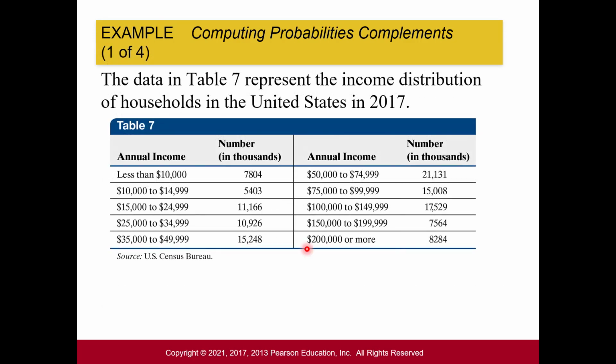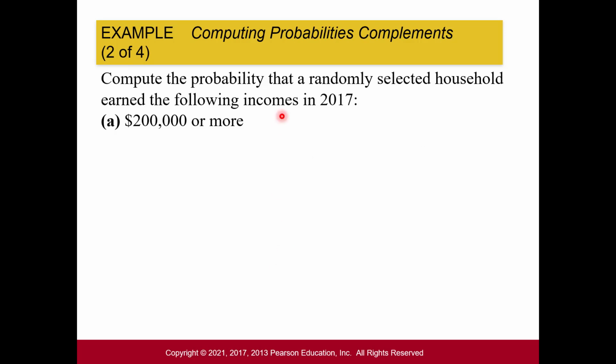Now let's take a look at this one. This data shows the income distribution of households in the United States in 2017. So we have our annual income all the way from less than 10,000 up to 200,000 or more, and then the number of households in the United States, represented in thousands.